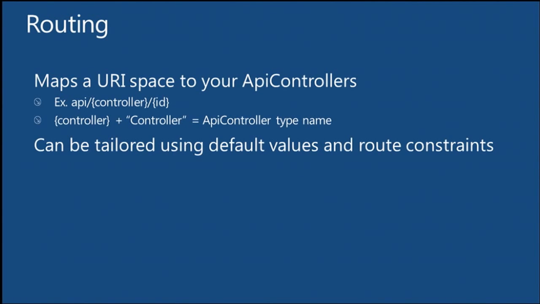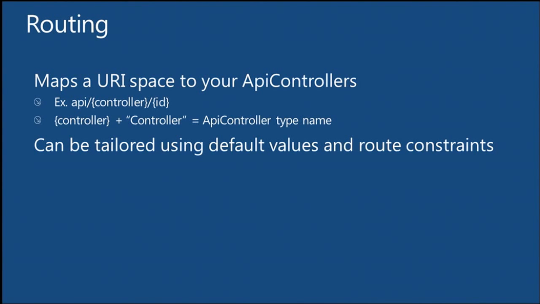When you're defining the URI space for your web API, giving your HTTP endpoints identities, you're going to use routing. And we provide a default route for you. It'll be API/controller/ID. And the controller is how we're going to find your web API controller. We'll go look for a controller with that name. And then the actions will get selected based off of the HTTP methods.